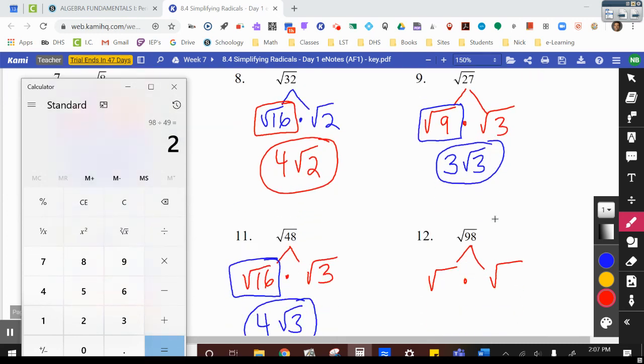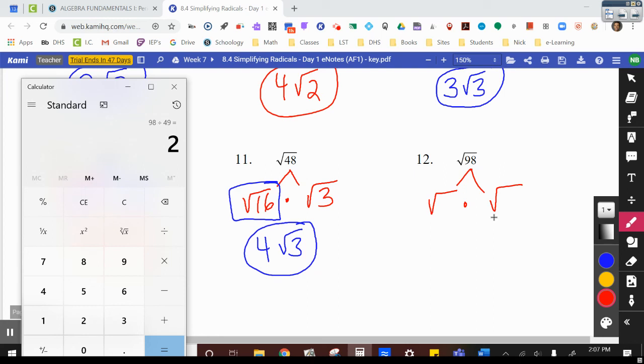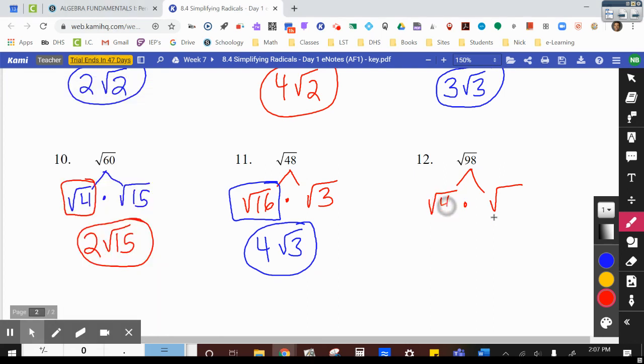Oh, there we go. So that means the square root of 98, I want to break up into the square root of 49 times the square root of 2. My square root of 49 is going to simplify into 7. So that means my final simplified answer is 7 root 2.